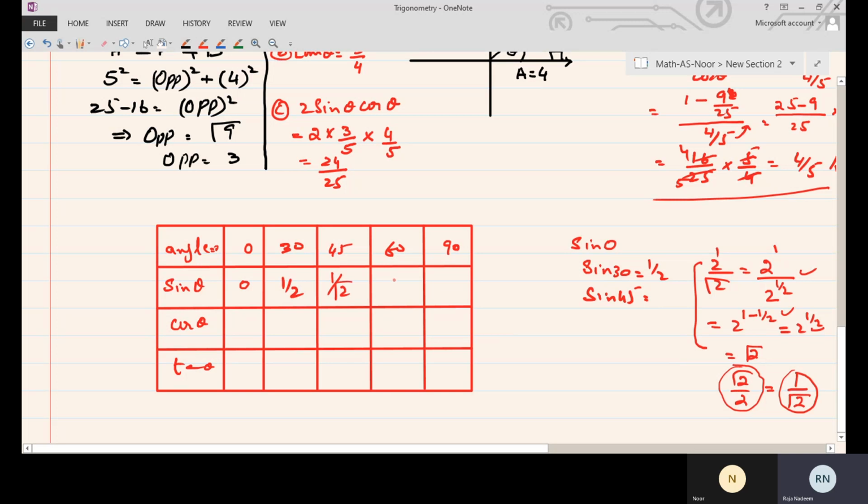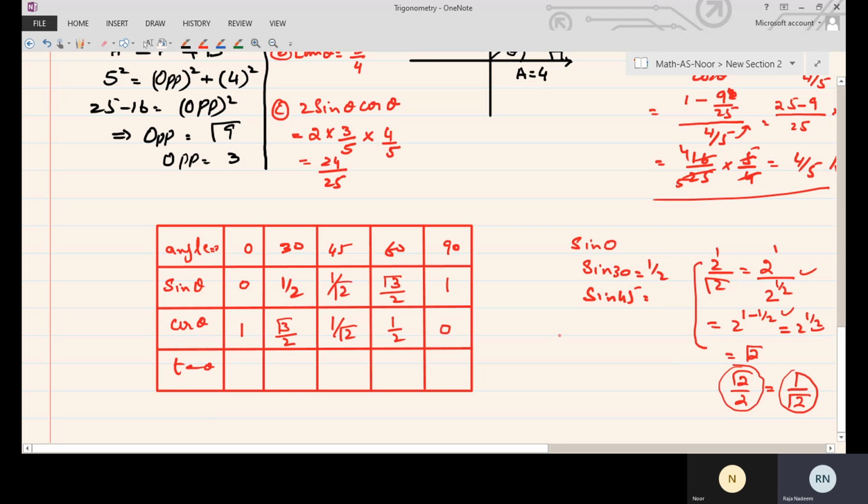It's 3 root over 2, and sine 90 is 1. Cos of 0 is 1. Cos 30 is root 3 over 2. Cos 45 will give you this answer. Cos 60 is equal to 1 over 2, and cos 90 is 0.